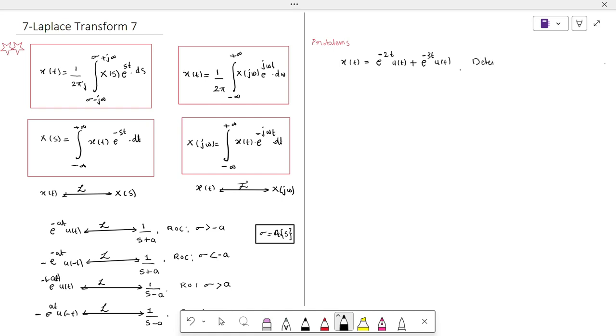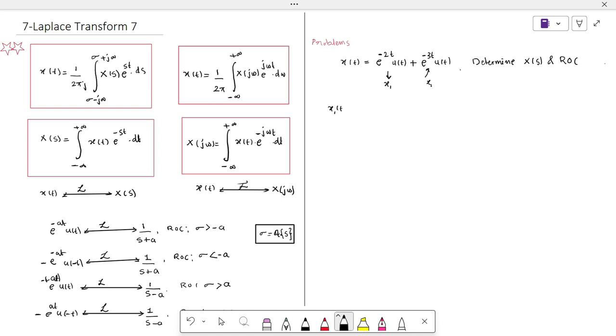Determine X(s) and ROC. I am assuming this is x1 and this one is x2.